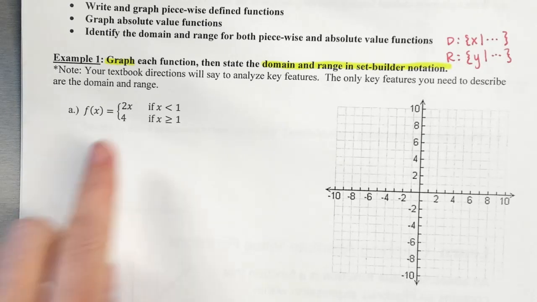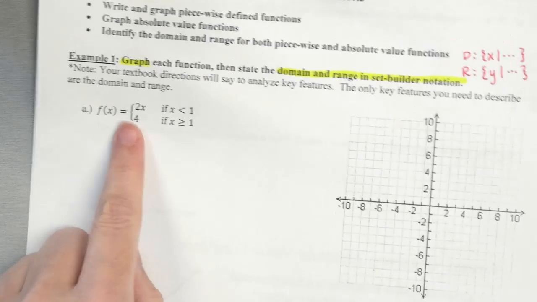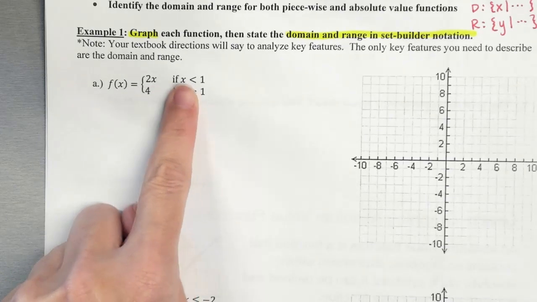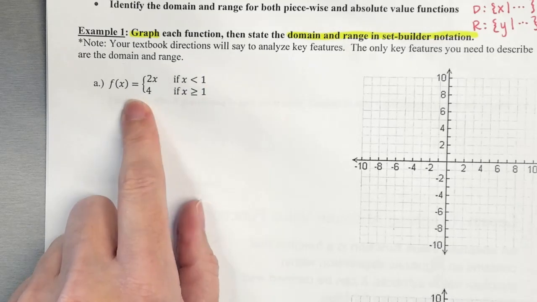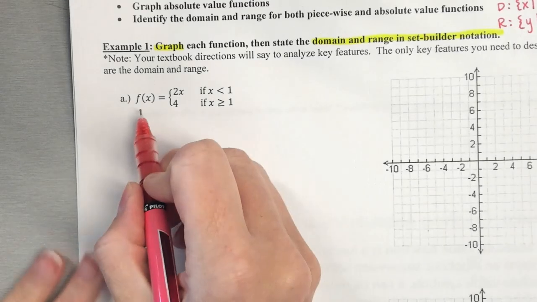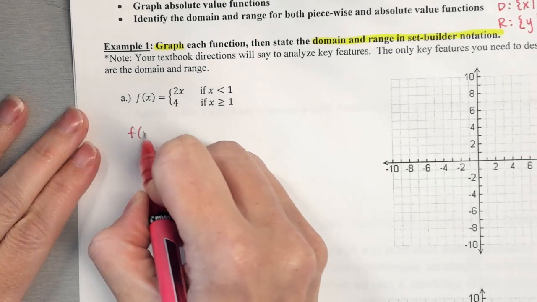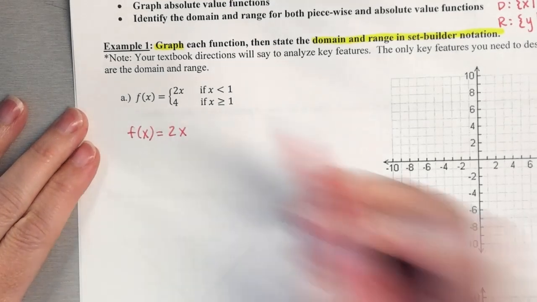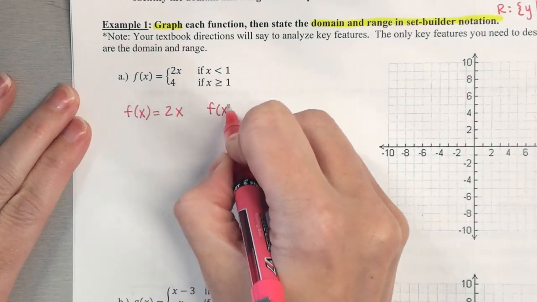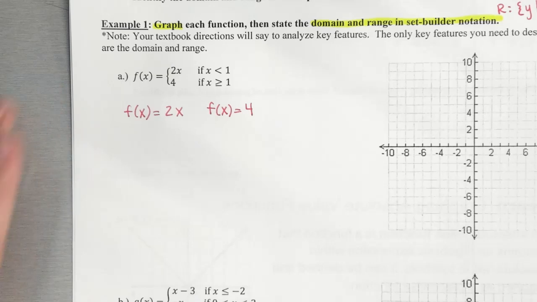Okay, and then this is a piecewise function. So the graph is going to follow 2x if the x values are less than 1, and it's going to be 4 if x is greater than or equal to 1. So what we do is we split that up into two different equations. So this is saying that f of x would be equal to 2x for a certain case, and f of x is equal to 4 for a certain case.